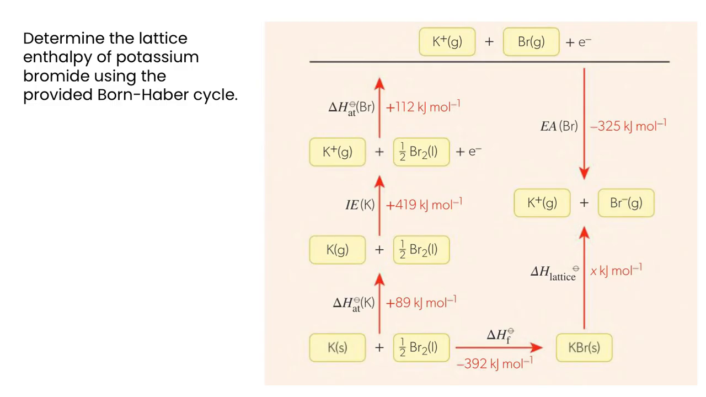So let's take a look at an example. We want to determine the lattice enthalpy of potassium bromide using the provided Born Haber cycle. First, what you need to do is orient yourself and ask yourself, what are we looking for? We're looking for lattice enthalpy. So let's circle that here, and that is what we need.